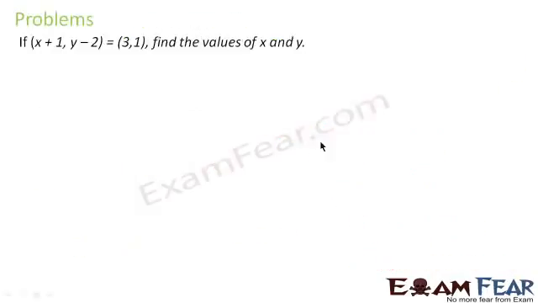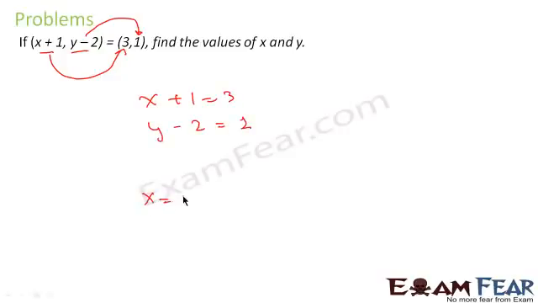Let's solve one problem. It says (x plus 1, y minus 2) is equal to (3, 1) and we have to find the values of x and y. As we have seen, these two sets are equal if the first element is equal to the first element of the other, and the second element is equal to the second element of the other. That's why we can say x plus 1 is equal to 3 and y minus 2 is equal to 1. You solve this, you get x is equal to 2, y is equal to 3, and this is the answer.